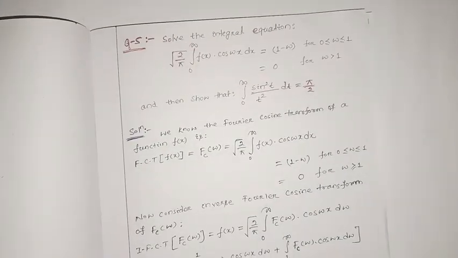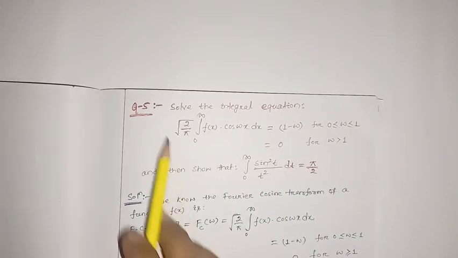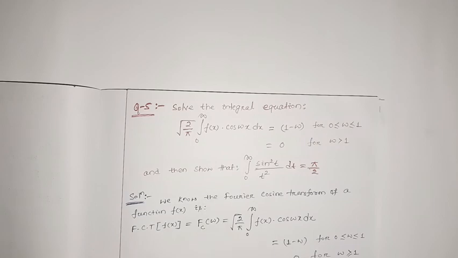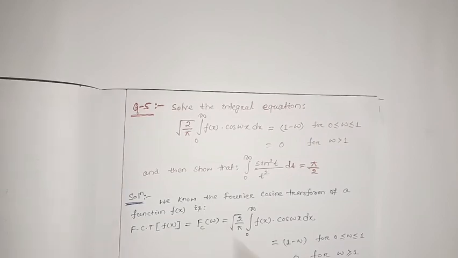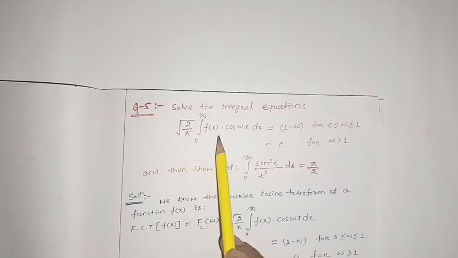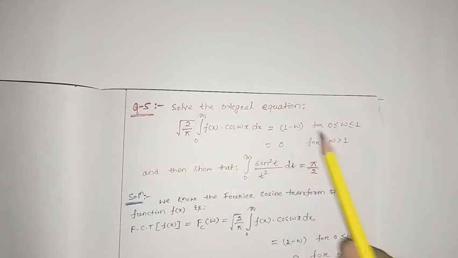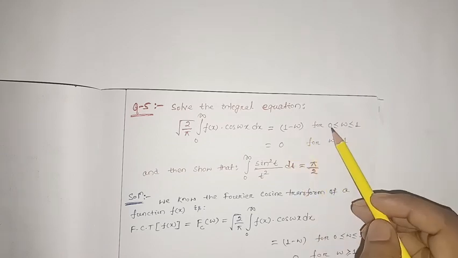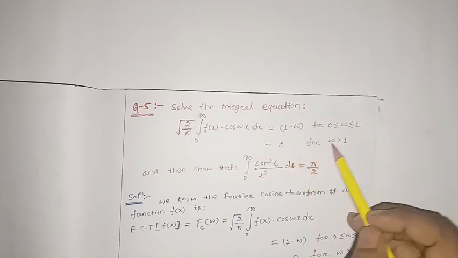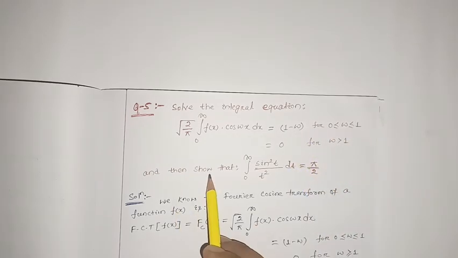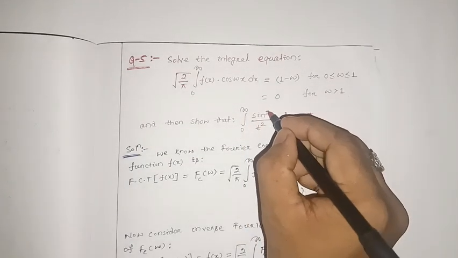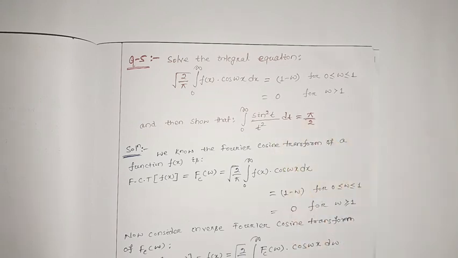Next we are going to go for question number 5, that we have to solve the integral equation. This is also one of the important questions: the square root of 2 by pi, integral 0 to infinity f(x) cos omega x dx, is given as 1 minus omega for omega in between 0 to 1, and 0 for omega greater than 1. And then we have to show that the integral 0 to infinity of (sin square t) by t square dt equals pi by 2. Okay, so this is the detailed derivation of this question.